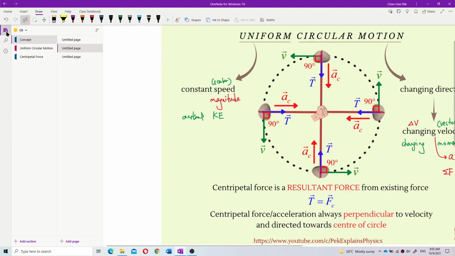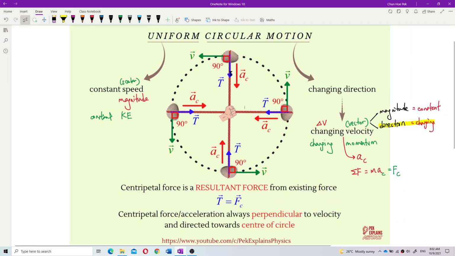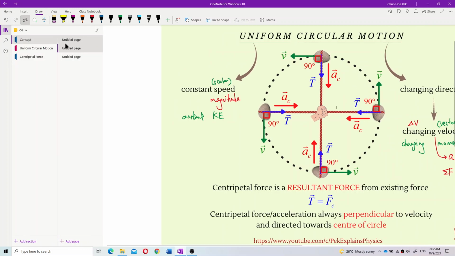So in this case, it is the tension, because this tension is also 90 degrees. You see that? This tension is also 90 degrees to the velocity. And this tension is the force responsible for the stone's velocity to change direction into a circular motion, just like the projectile motion just now.